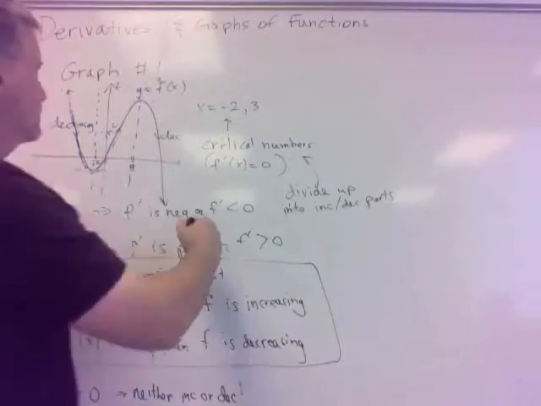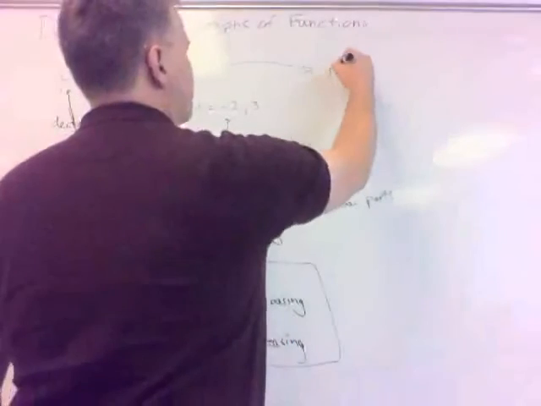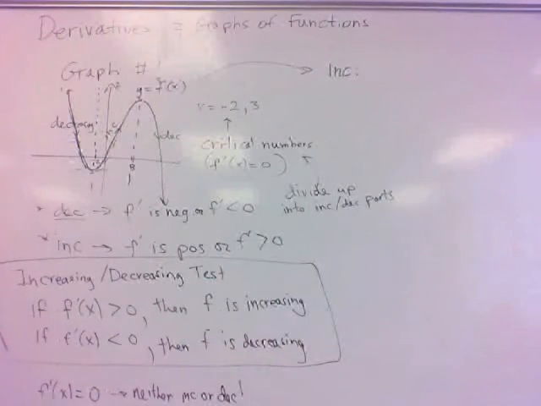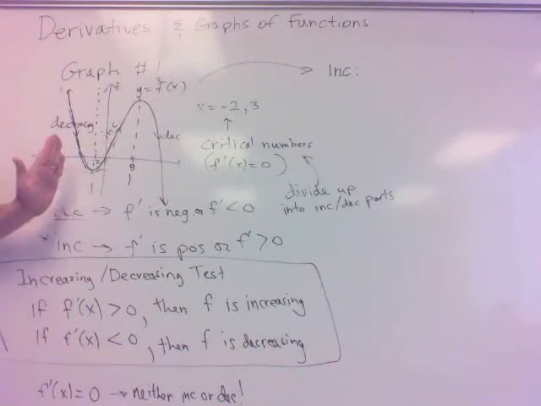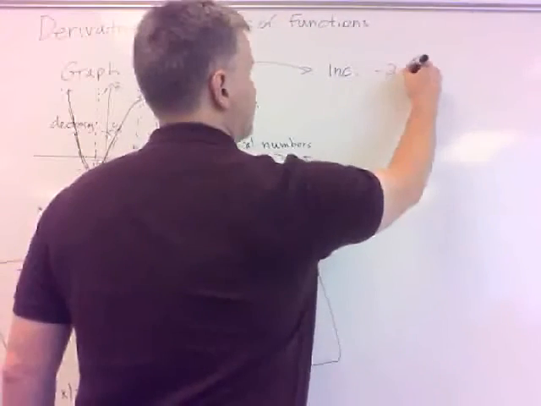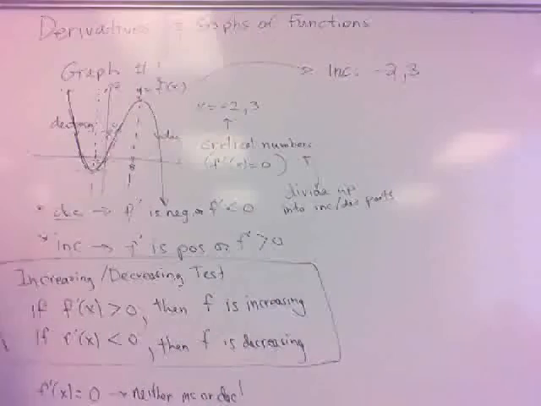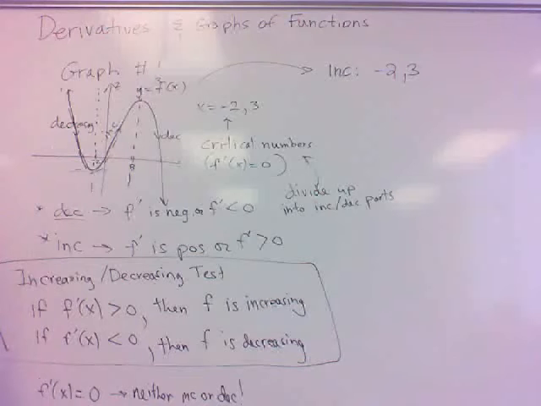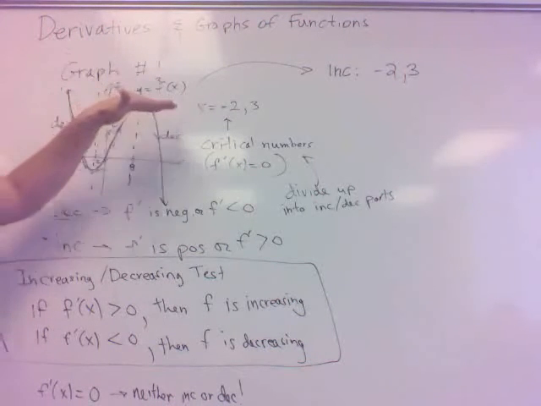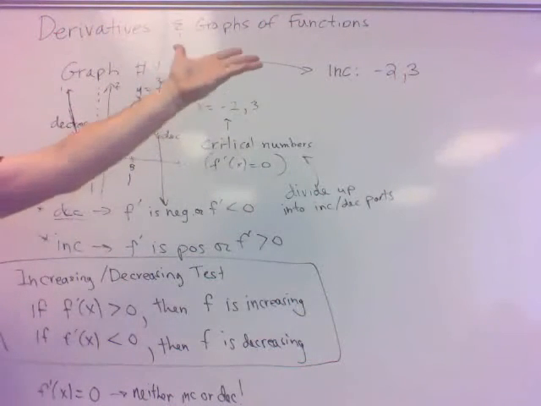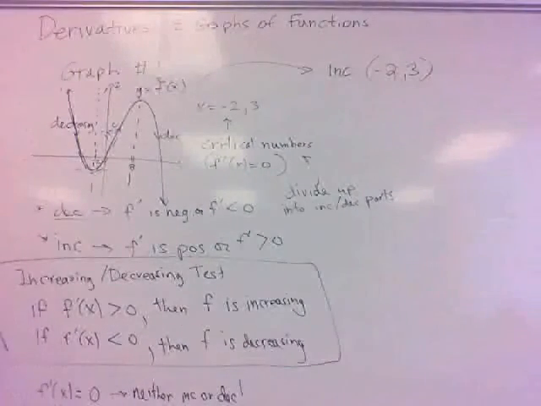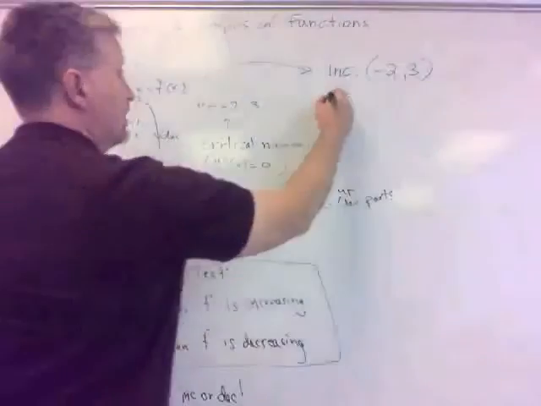When I go to write, for this graph, the increasing parts, well, there's only one increasing part. The increasing part goes from where to where? It goes from -2 to 3. What about at -2 and 3? Is it increasing at -2? No, the slope is 0 at -2. It's 0 at 3, so do I want to include -2 and 3? No, I don't. So I use parentheses. That's what I'm saying. Don't include the endpoints when you say it's increasing.